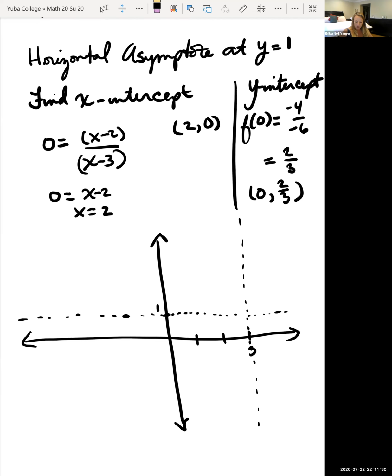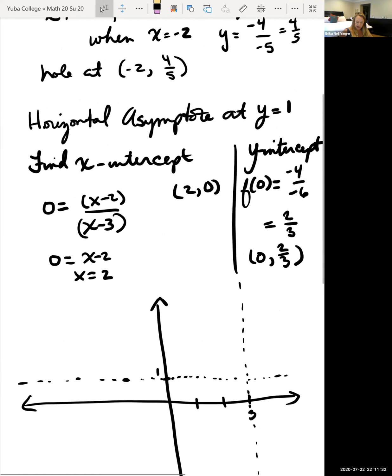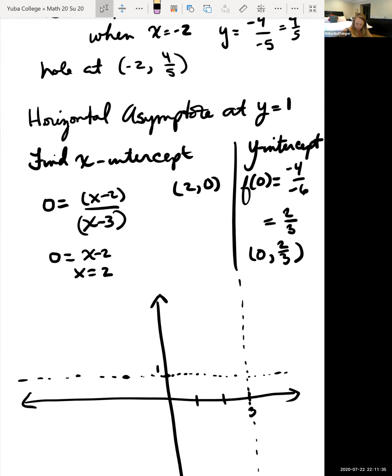We ended up having a hole in the graph when x was -2. y was 4/5. While 5 doesn't go into 4, 5 goes into 48 times, so that's 0.8. And so 0.8 is about here. I'm just going to estimate.